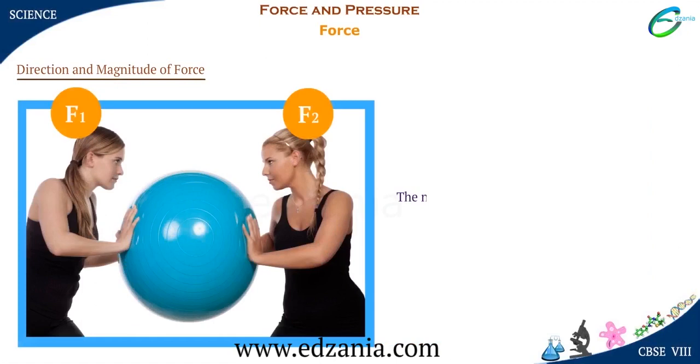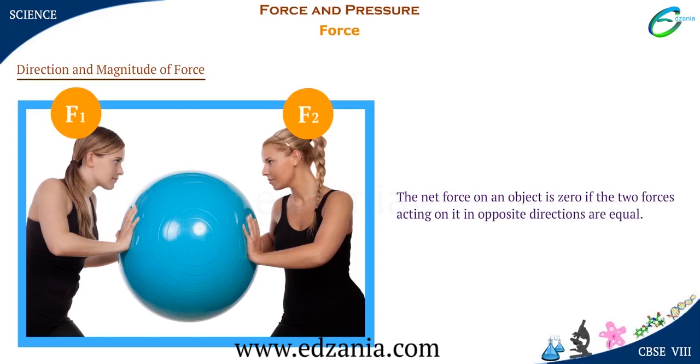We can say that the net force on an object is zero if the two forces acting on it in opposite directions are equal. The ball will not move as those girls are applying equal and opposite force on the gym ball.